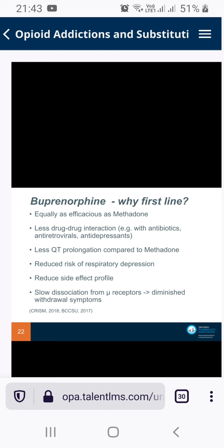Why is buprenorphine considered first line? Well, it's as effective as methadone, which we'll talk about later, and has significantly less drug-drug interactions, significantly less risk of QT prolongation, reduced risk of respiratory depression, and a reduced overall side effect profile. When tapering from buprenorphine, it has less withdrawal symptoms compared to methadone.